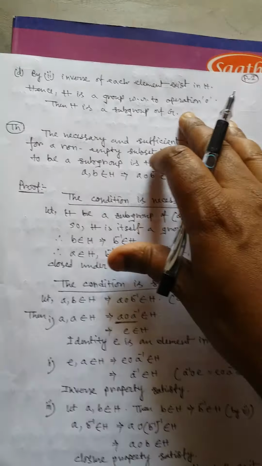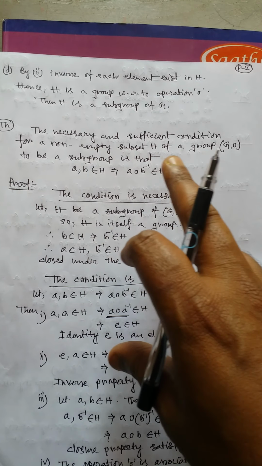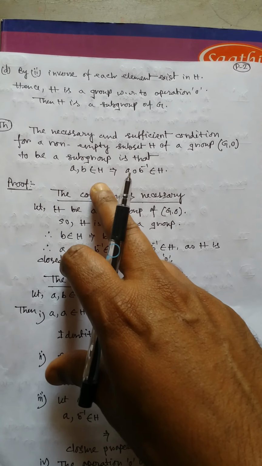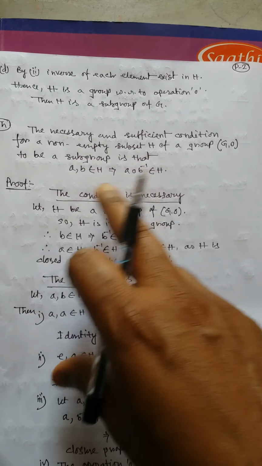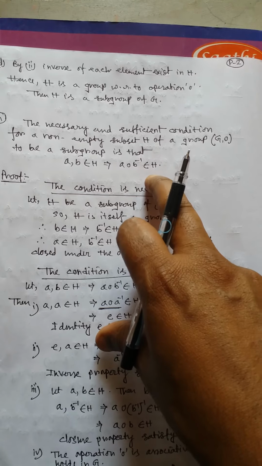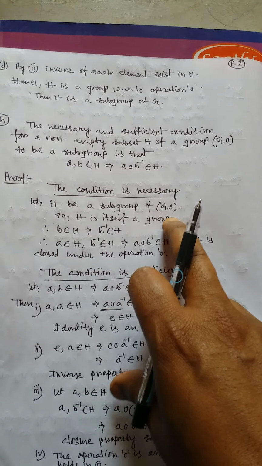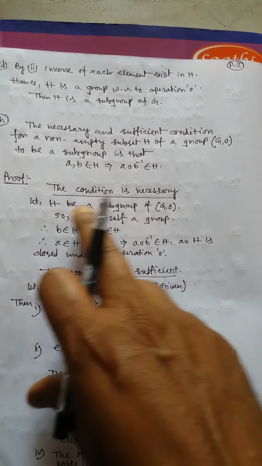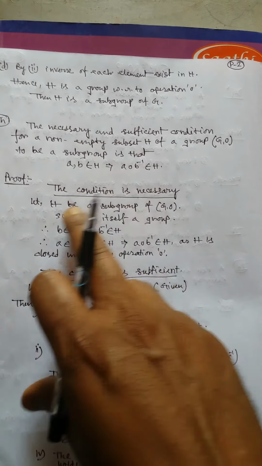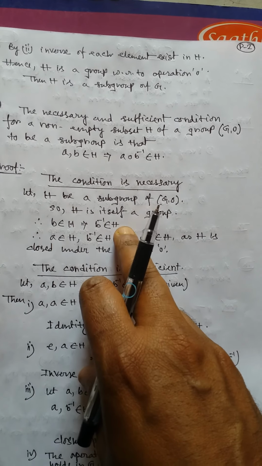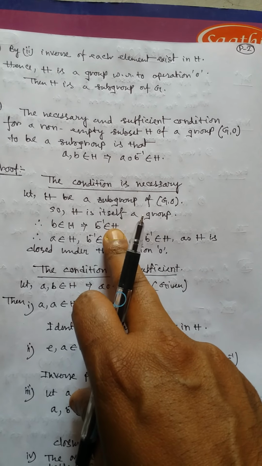Clear? Now go to the second theorem, the necessary and sufficient condition that a non-empty subset H of a group is a subgroup. We have to prove this. Again, the necessary condition means this statement is true, and using that you have to prove this. Then H is a subgroup. I already told you H is a subgroup means H itself is a group. Then H itself being a group means it satisfies the four properties: closure, associative, identity, and inverse property. If B belongs to H, then if it is a group, the inverse also belongs to it.